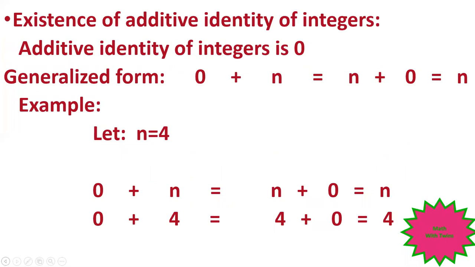Existence of additive identity of integers. It says that the additive identity of integers is 0. Let's go through the generalized form, which is 0 plus n equals n plus 0 equals n. It says there is no problem in changing the position of values; the answer results the same. Let's go through an example where n is equal to 4. We have simplified it further and our answer is 4, and it tallies on both sides. So existence of additive identity of integers holds good.